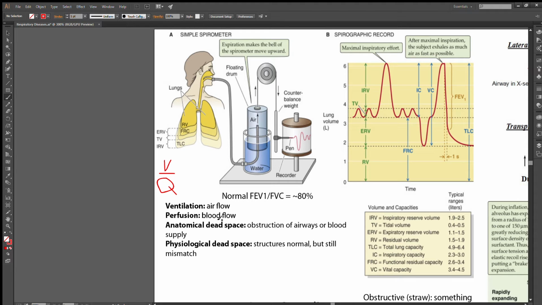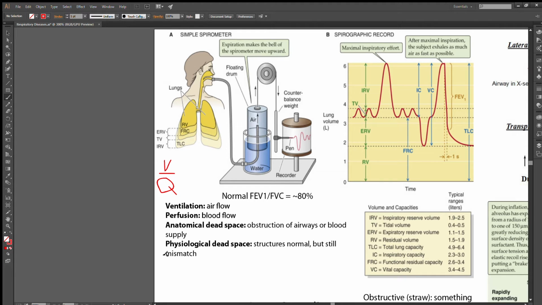Next is the anatomical and physiological dead space. As it says here, anatomical is obstruction of airways, whereas physiological is normal structures but still some mismatch. So I think of anatomical as more of a physical reason. So maybe you swallow something, or maybe you have some kind of pulmonary embolus. It's clogging a blood vessel here, or maybe you inhaled some food at dinner and it's blocking your trachea. So that could be that.